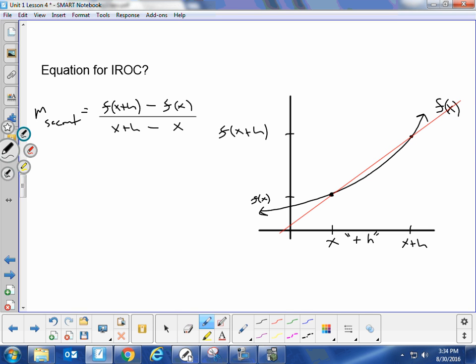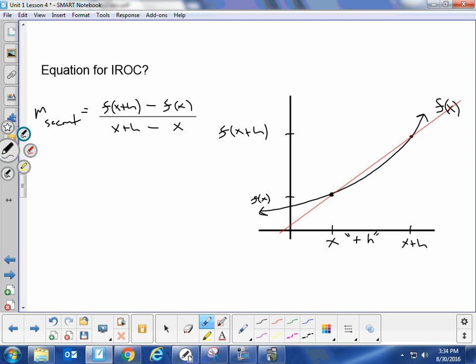Are you with me so far? Do you understand where this comes from? It's just this point here, which we've designated as being just an x value plus an h distance. This will be that function value, f of x plus h. This is just f of x, okay? y2 minus y1, x2 minus x1.